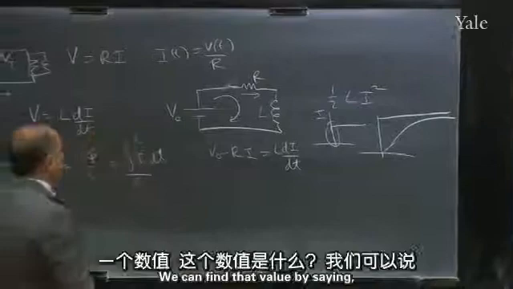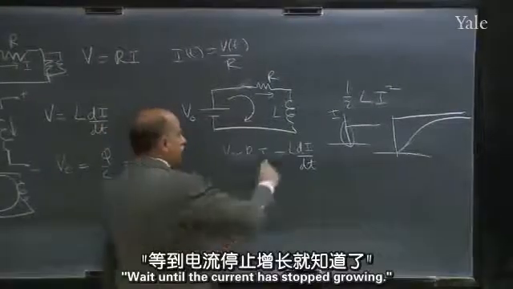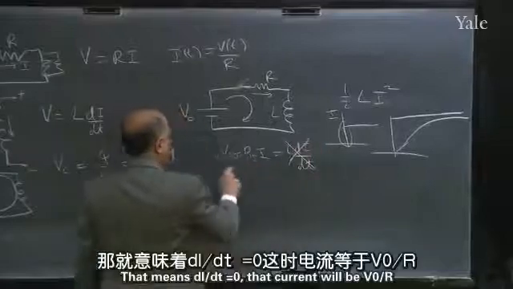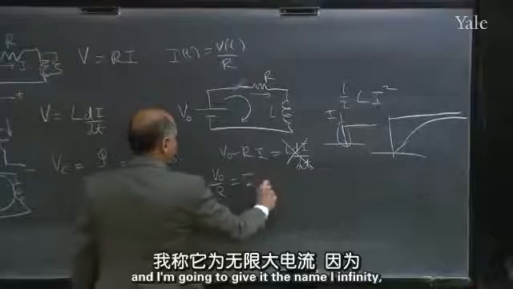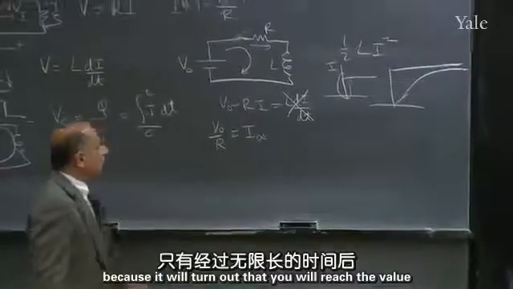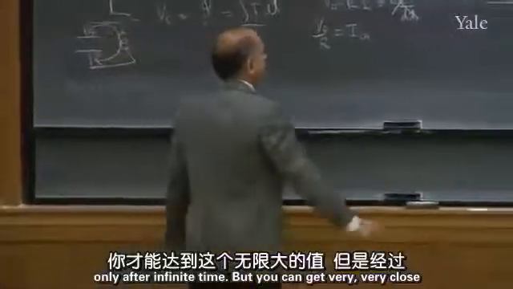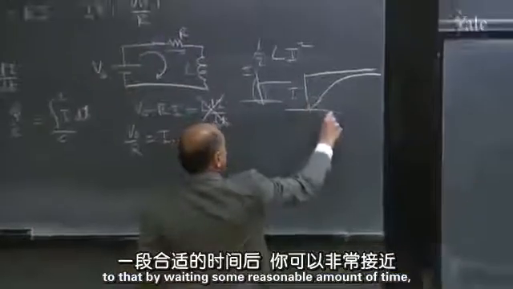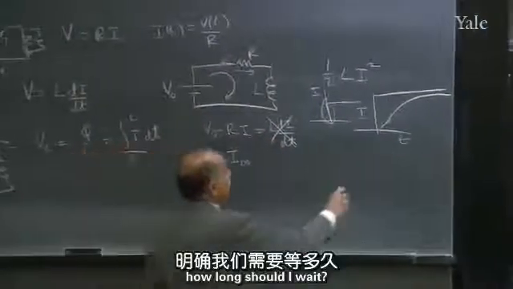What is that value? We can find that value by saying, wait till the current has stopped growing. That means di/dt is 0. That current will be V0 over R, and I'm going to give it the name I sub infinity, because it will turn out that you will reach that value only after infinite time. But you can get very, very close to that by waiting some reasonable amount of time, and part of what we want to do is, how long should I wait?